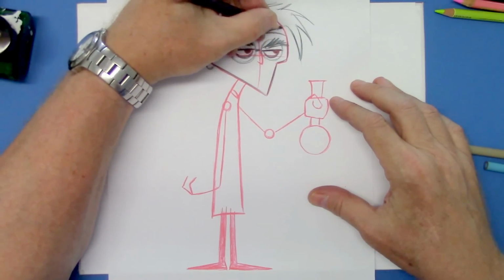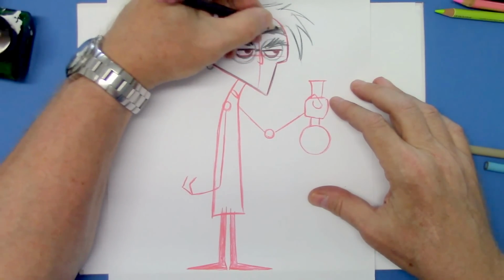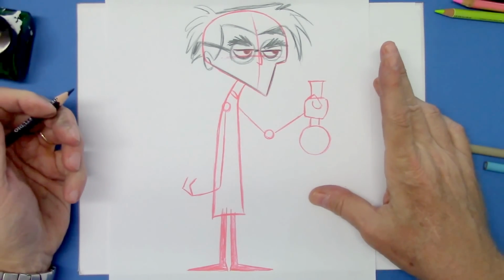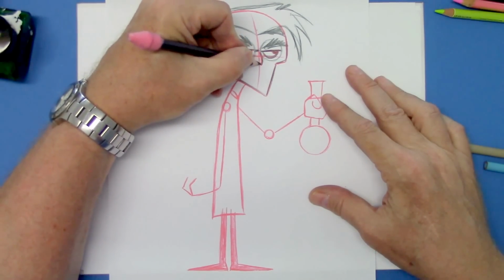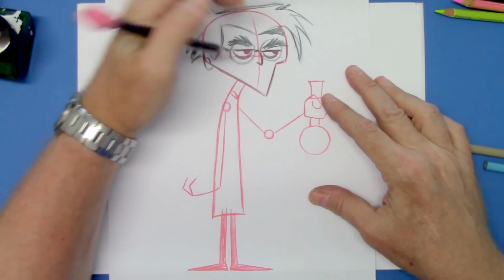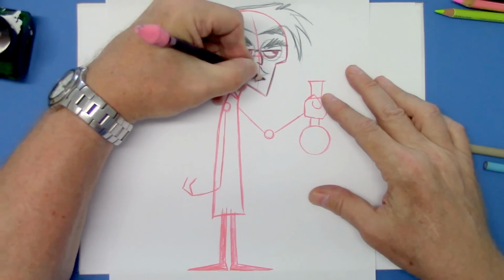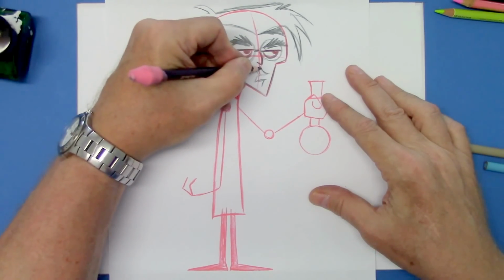In other words, he is an evil mad scientist, not a good one. I don't know if there are any good mad scientists. Are there any good mad scientists? I don't know. So give him a little sharp nose, and we're going to give him a long upper lip. A few wrinkles on it too.